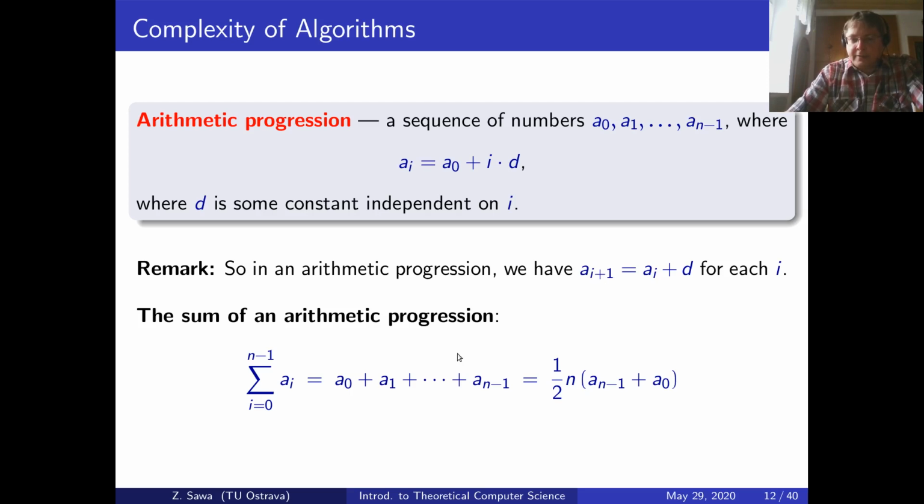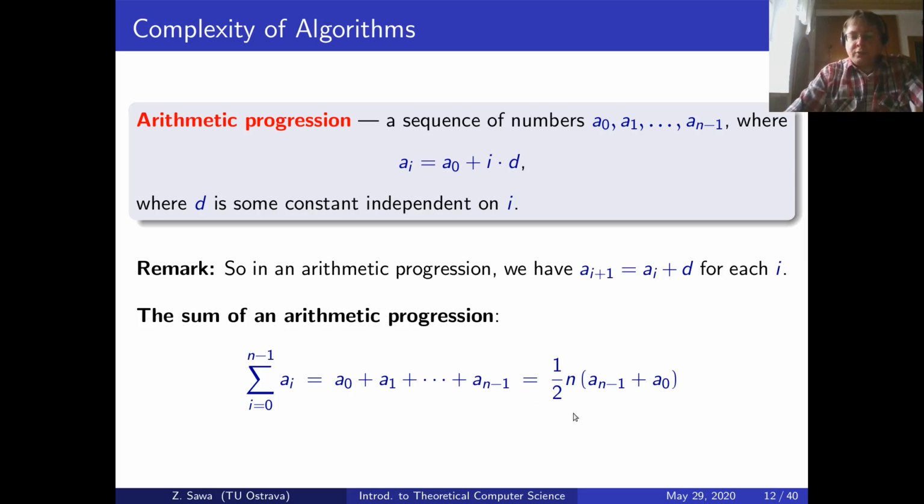And there is a quite simple way to compute this sum. We just take the first and the last element in this sequence, add them together, so a(n-1) plus a0, and multiply it by the number of elements, and then we divide the result by 2. So this gives us this sum.